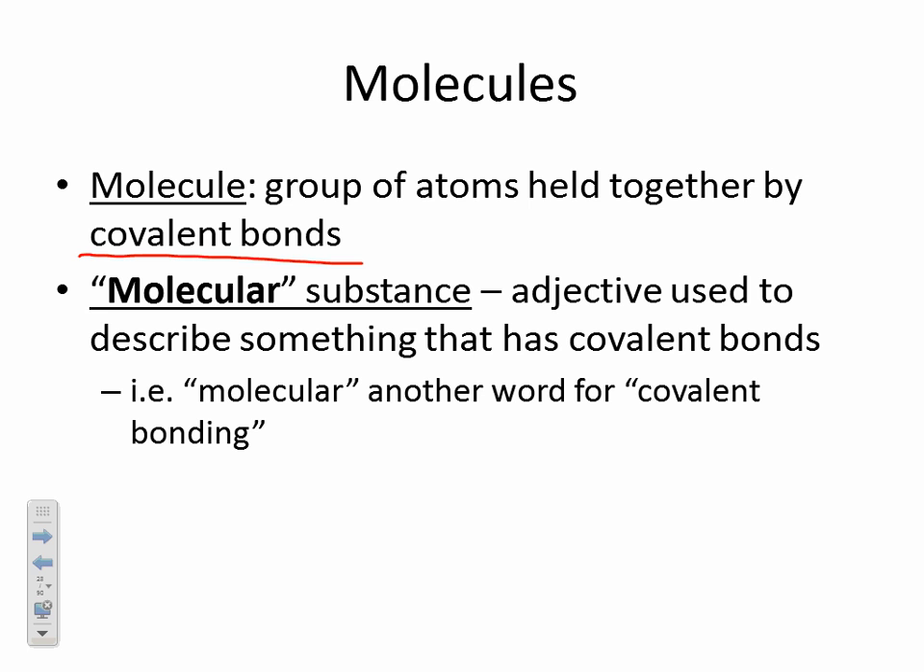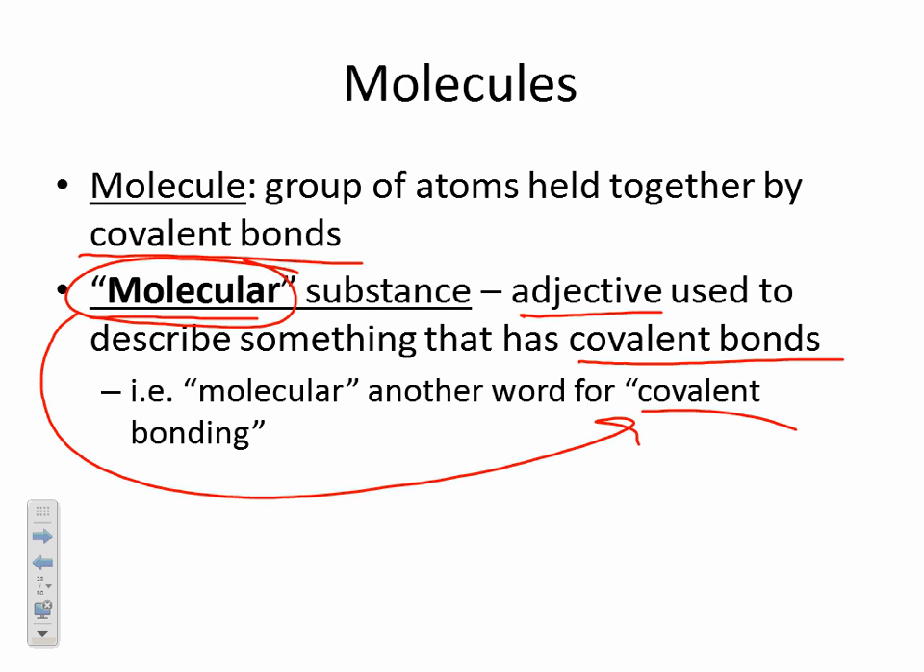The term molecular is a word that we're going to see a lot in this unit. And molecular is simply an adjective that's used to describe something that has covalent bonds. So when you see the term, which of the following is a molecular substance, that's basically another way of saying, hey, which of the following has covalent bonding? They mean the exact same thing because molecule means covalent bonds. So molecular means covalent bonds. So we sort of have two words to discuss that, so that the molecule contains covalent bonds.